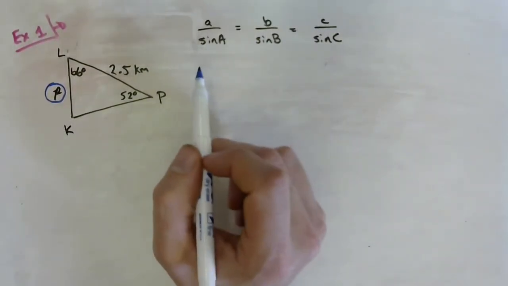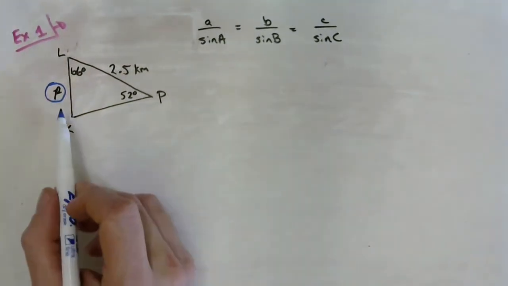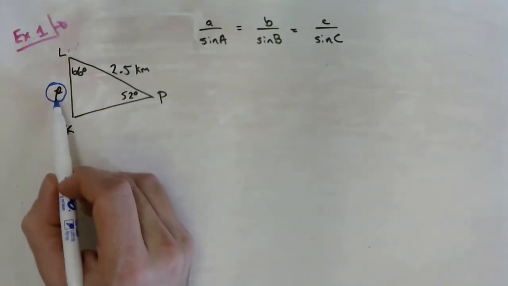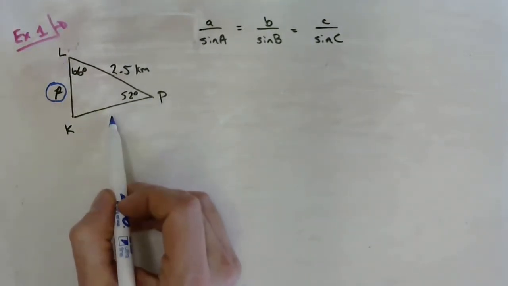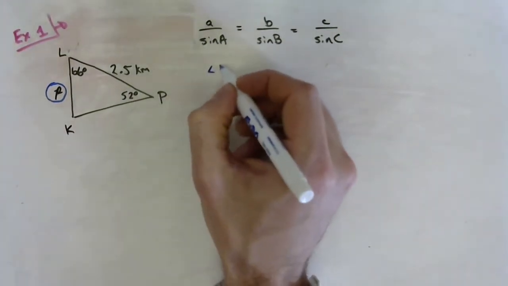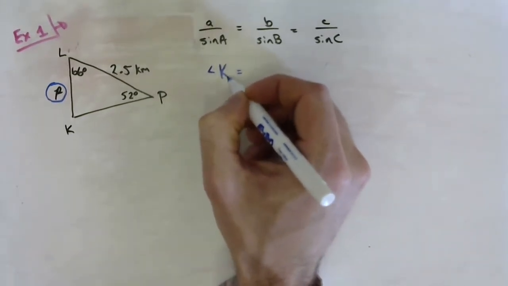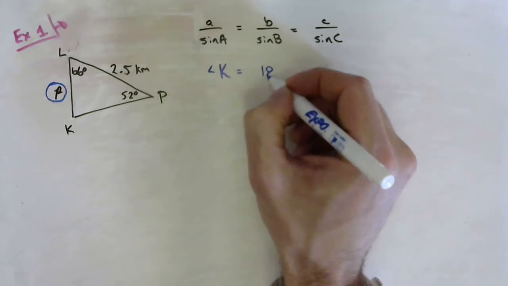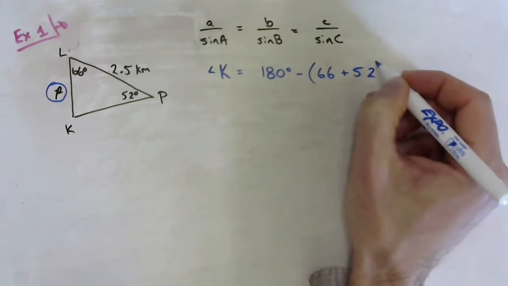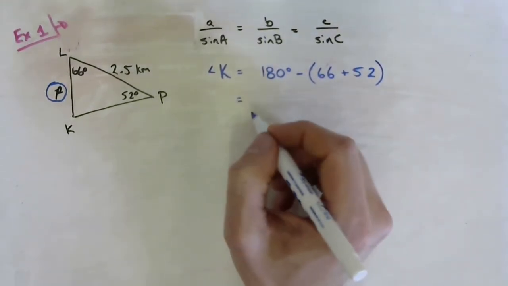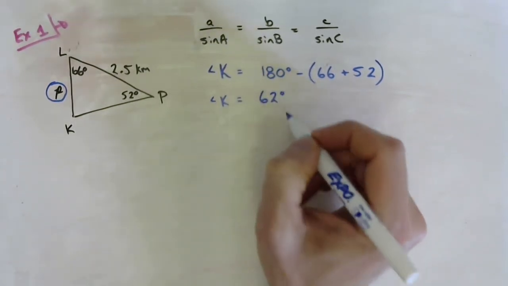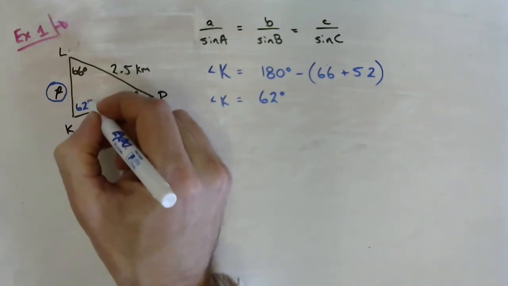Now, I don't actually have enough information to use this law, do I? I have angle P, but I don't have side P. I have angle L, but I don't have side L. And I have side K, but I don't have angle K. You can get angle K because you know that any triangle has 180 degrees in its angles. So step one here is going to be find angle K. Angle K is 180 degrees minus, in brackets, 66 plus 52. That's going to tell me that angle K measures 62 degrees. Okay, I can add that to my diagram.